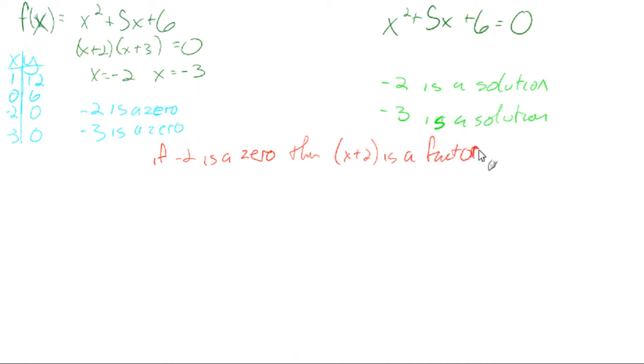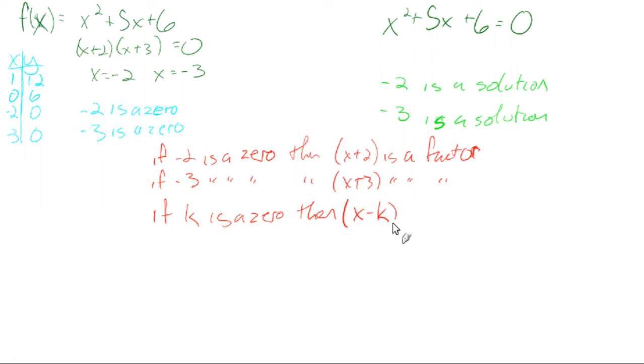It's going to be a factor of this function, of this polynomial. If negative 3 is a 0, then x plus 3 is a factor. And that works for any 0. If k is a 0, then, and notice that if it's negative 2, you get x plus 2. Negative 3, you get x plus 3. So it's the opposite. So it'd be x minus k is a factor.